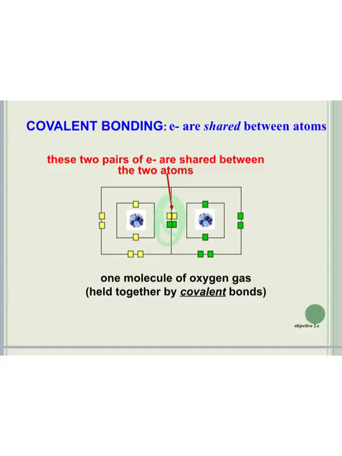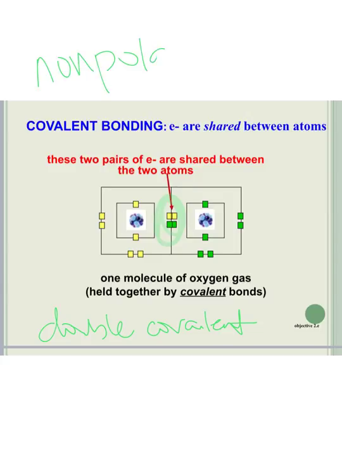So this is a double covalent bond because we are sharing 2 pairs of electrons. And now everybody's happy. Each oxygen now has 8 electrons in its valence shell. Now this would be a non-polar bond, which means we have equal sharing. The reason being that these are both oxygen atoms.